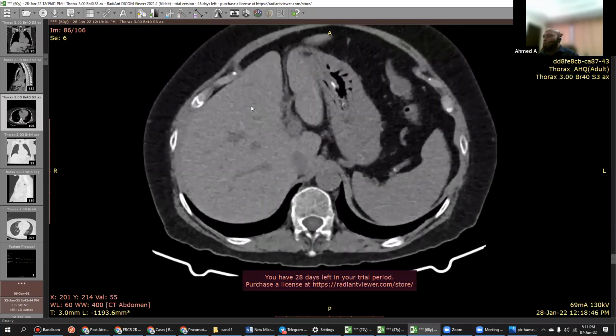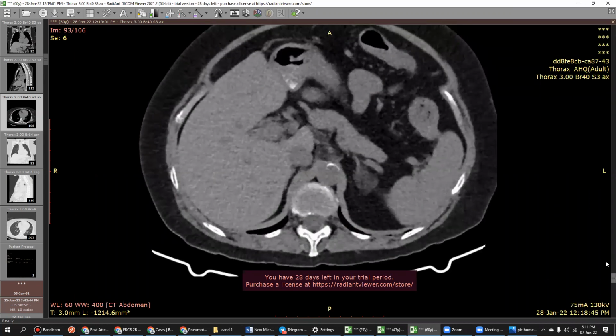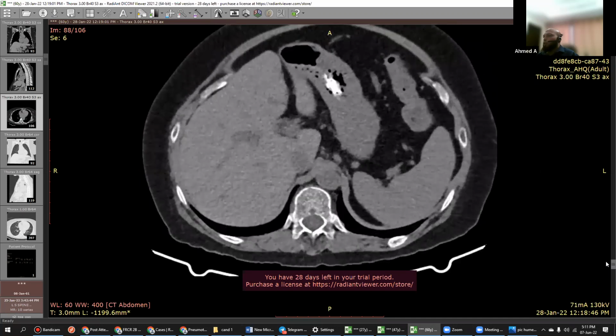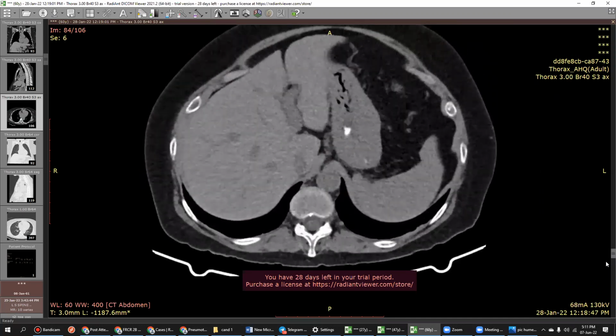Okay, you are commenting on the bones. Can you just look at it again once, please? Yeah, I'm trying to scroll, but it's stuck. Okay, I will look at the bones again. I think there is some rib fracture on the right side.